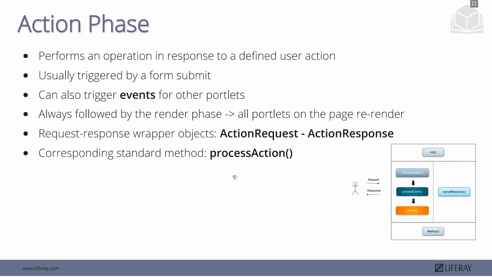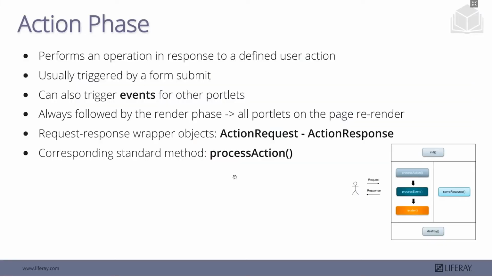So if you look over here on the diagram on the right, the method that corresponds with the action phase is process action. We have the opportunity to call or trigger events that's handled by the process event method. Now, if there are no events, then we can ignore the process event. So action followed by render, that pattern is always going to happen.